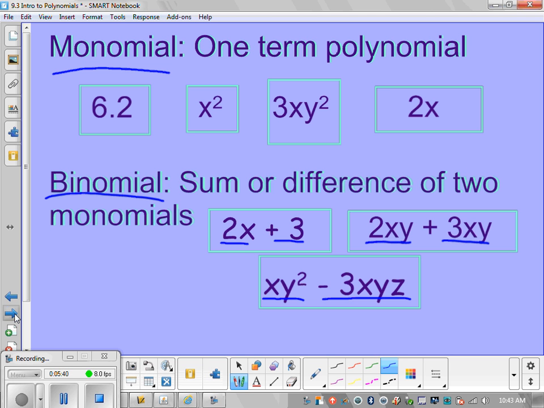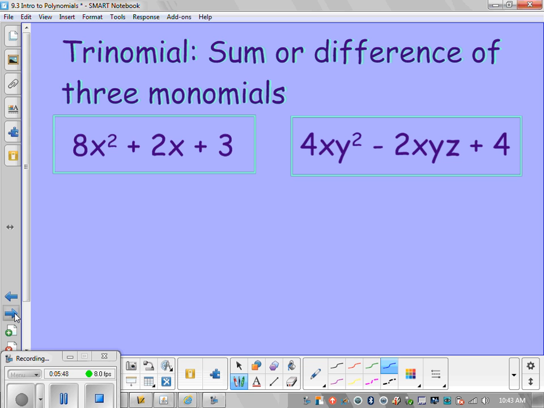So we need to now see the vocabulary that monomial means one, binomial means two terms. A trinomial, I'm going to guess you guys are good. Tri means 3. So that is the sum or difference of 3 monomials. You've got two examples I'd like to make sure you have in your notes. 8x squared plus 2x plus 3 and 4xy squared negative 2xyz positive 4. Both of those are examples of a trinomial.